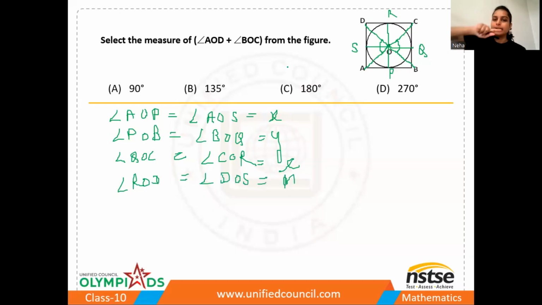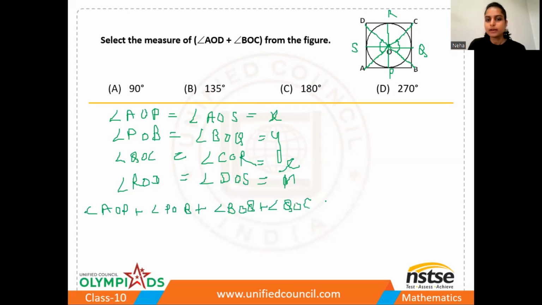But we know, students, that a complete circle is of 360 degrees. That means the sum of all these angles is equal to 360 degrees, right? So I can say that angle AOP plus angle POB plus angle BOQ plus angle QOC plus angle COR plus, after COR what we have, ROD, right? Okay, plus angle ROD plus angle DOS is equal to 360 degrees.